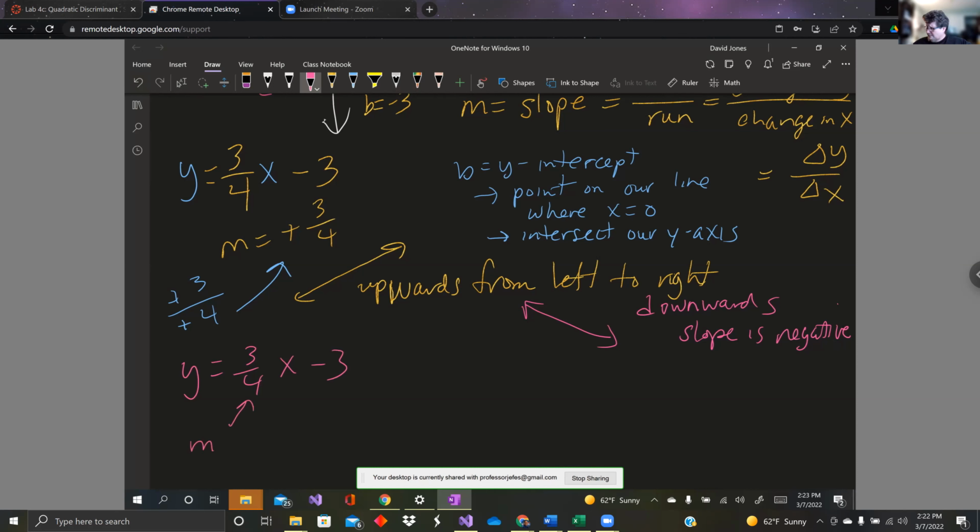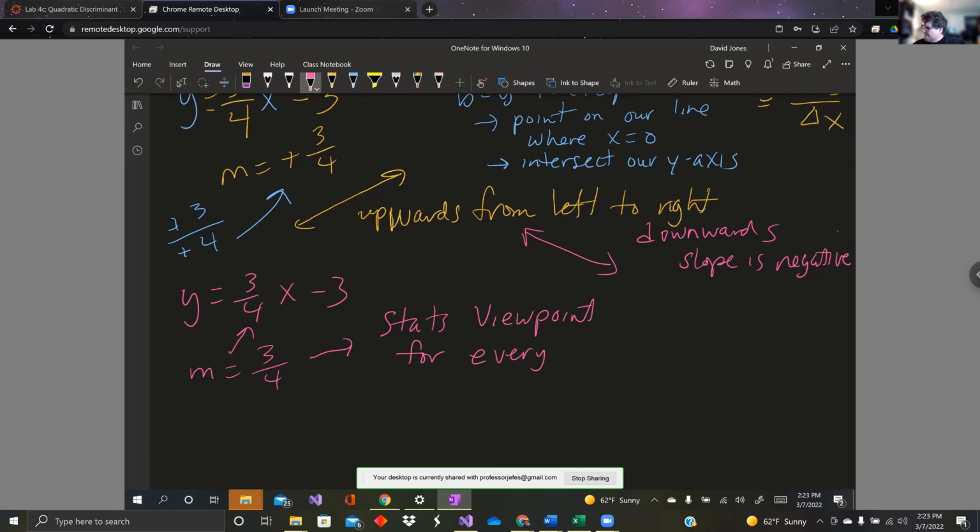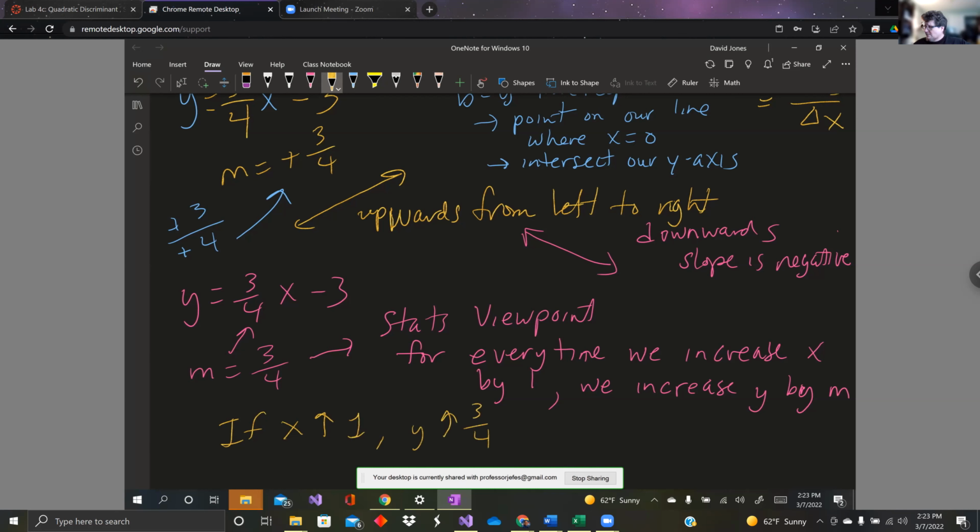Another way to look at m. So this is a good way to look at it in terms of stats. The stats viewpoint. Every time we increase x by 1, we increase y by m. So for us, if x goes up 1, y goes up 3/4. And I'm going to go back and look at that line and show you that again. We'll take a look at what's going on there and how that's working.